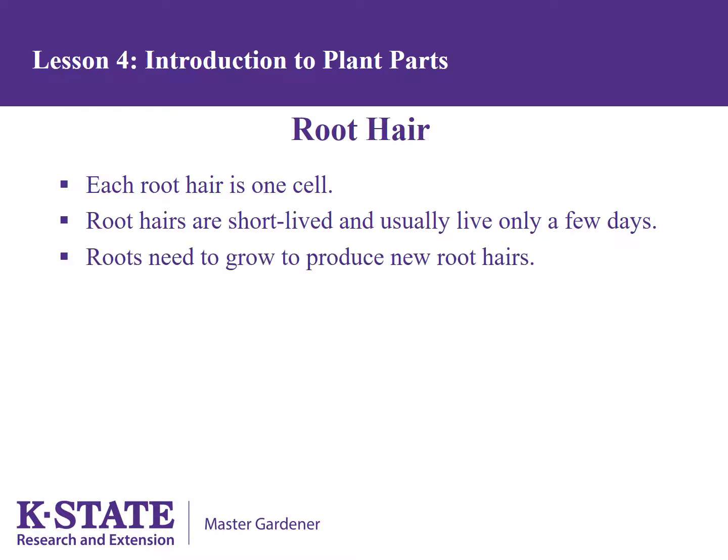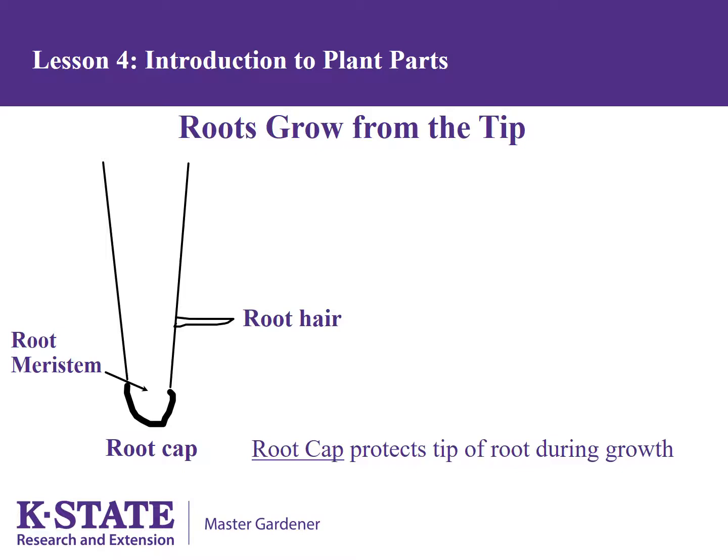Therefore, new roots must be constantly produced so that new root hairs can form and water and nutrients can be absorbed. Roots also grow from the tips due to the location of the root meristem, as you can see in this drawing. A root cap helps protect the root meristem as the root is pushed through the soil.